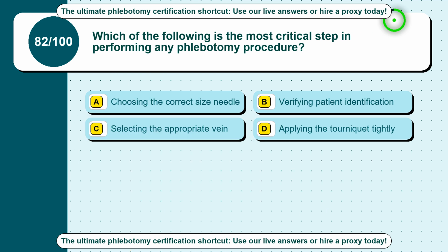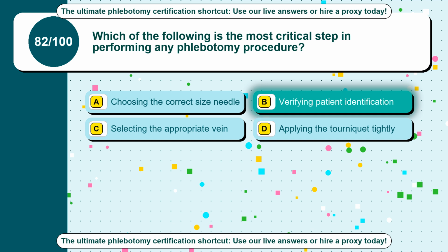Question 82. Which of the following is the most critical step in performing any phlebotomy procedure? Option A. Choosing the correct size needle. Option B. Verifying patient identification. Option C. Selecting the appropriate vein. Option D. Applying the tourniquet tightly.